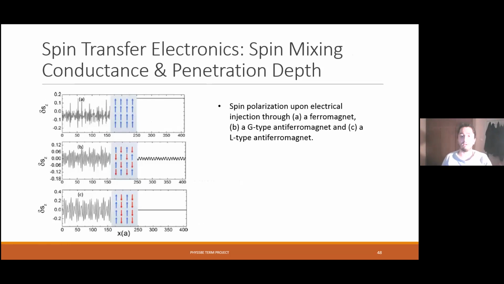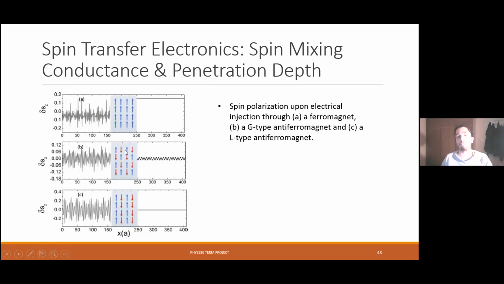This is an important study about spin polarization upon electrical injection, which gives us three different scenarios. One is applying an electrical injection into a ferromagnet, at B it's a G-type antiferromagnet, and at C it's an L-type ferromagnet. As you can see the differences, here it's directly polarized, here it fluctuates, and here it's directly zero component.